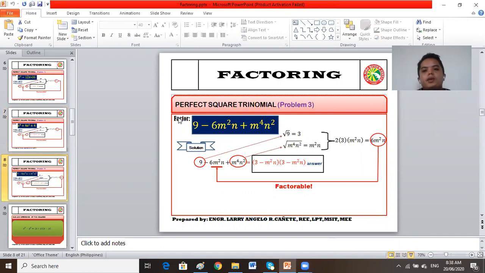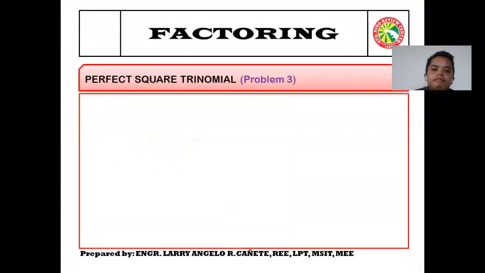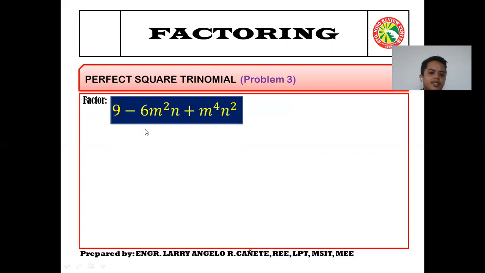Okay, so let's have another example to make it clear. But more or less, it is much easier if you apply reverse engineering, or you just simply pick choices. So 9 minus 6m squared n squared plus m to the fourth n squared. So you check first if this can be square rooted. Likewise for m to the fourth also.